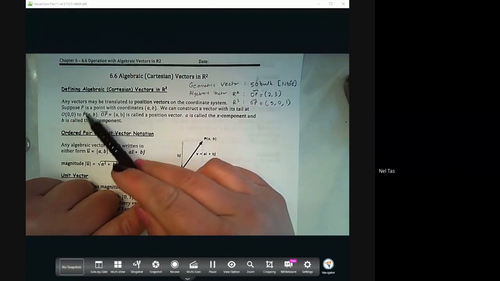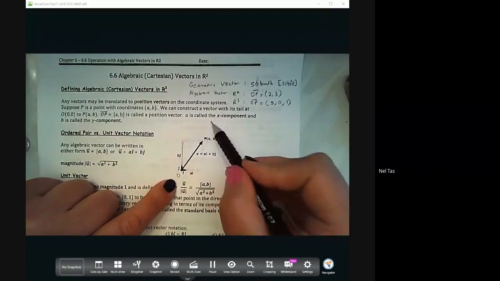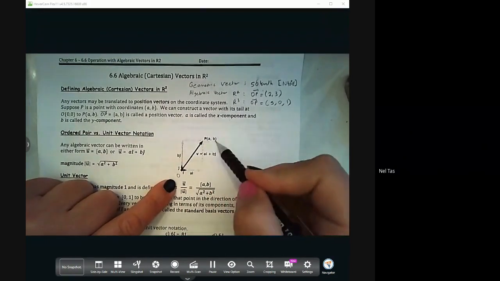So now this is the origin. So you draw a vector, tail is at origin, and then head is at point P. So then this vector is OP vector, and it's called position vector again. And that position vector is represented with the same coordinates as point P, so (a, b). And a is called the x component, and b is called the y component of the vector.